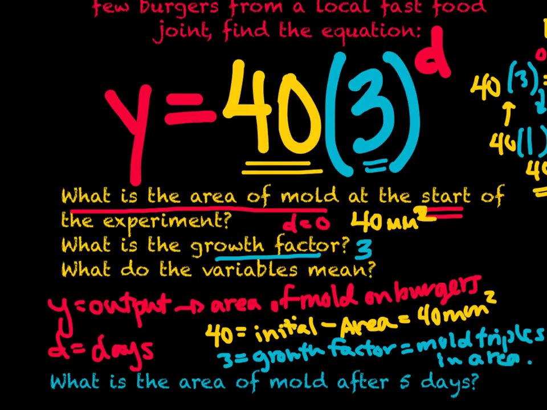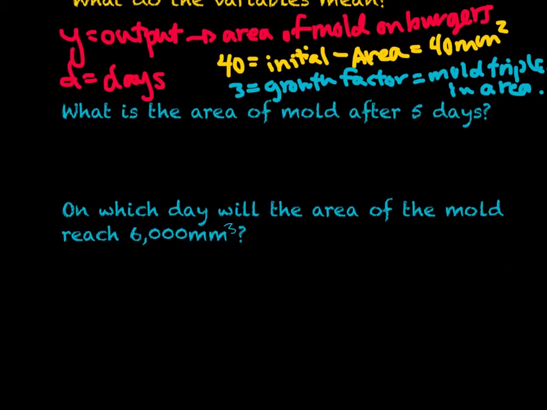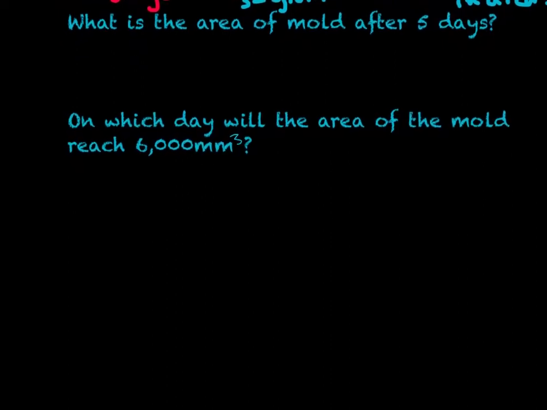Disgusting. All right, so let's move on. Let's ask another couple of questions. Here are our next questions. What is the area of mold after 5 days? Well, we kind of just lost our equation, so I'm going to rewrite it. Y is equal to 40 times 3 raised to the D. So what is the area of mold after 5 days?